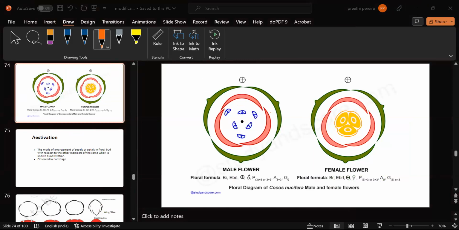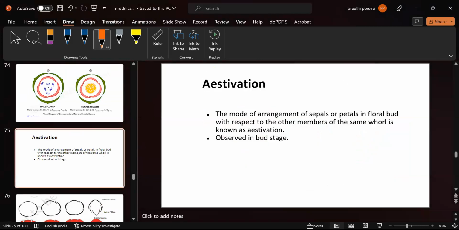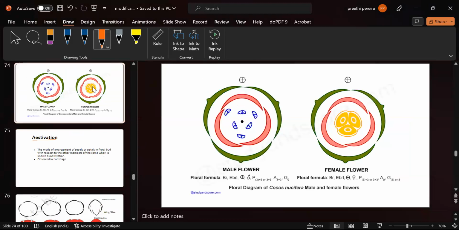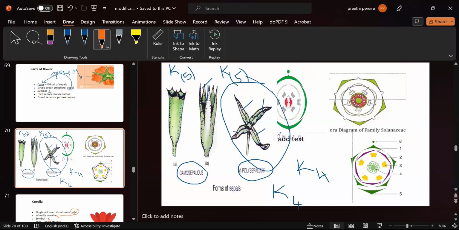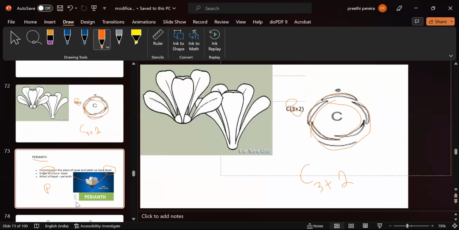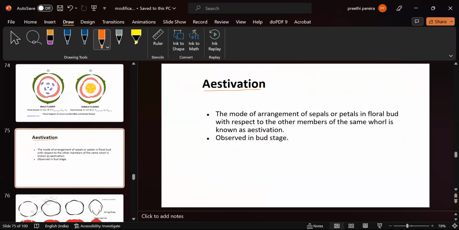Okay. Look over here. Next, we'll go to estivation. Now, what is estivation? We studied sepals, petals, and arrangements of calyx and corolla. We saw so many kinds of arrangements. Look at this picture, the way they are arranged. How are they arranged next to each other? Are the petals or sepals overlapping? The study of that is known as estivation. So, estivation is the mode of arrangement of sepals or petals in a floral bud.